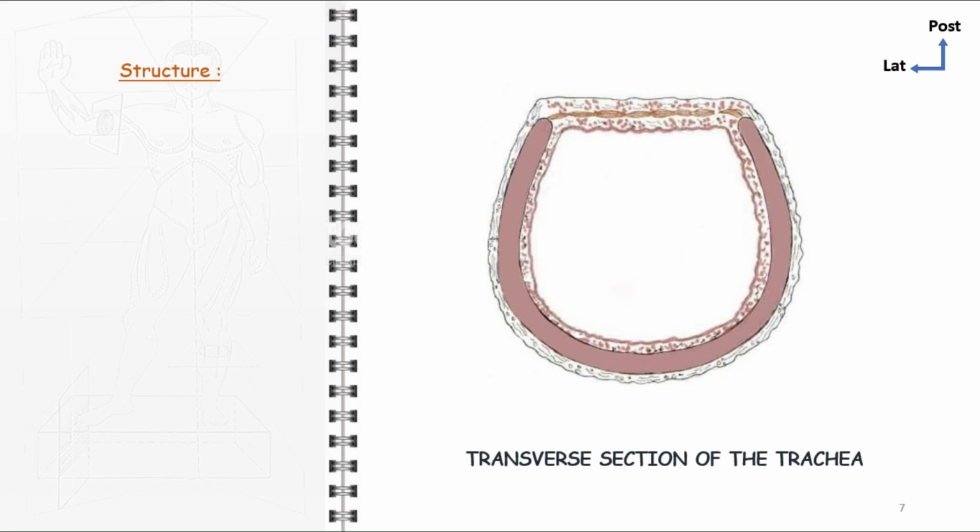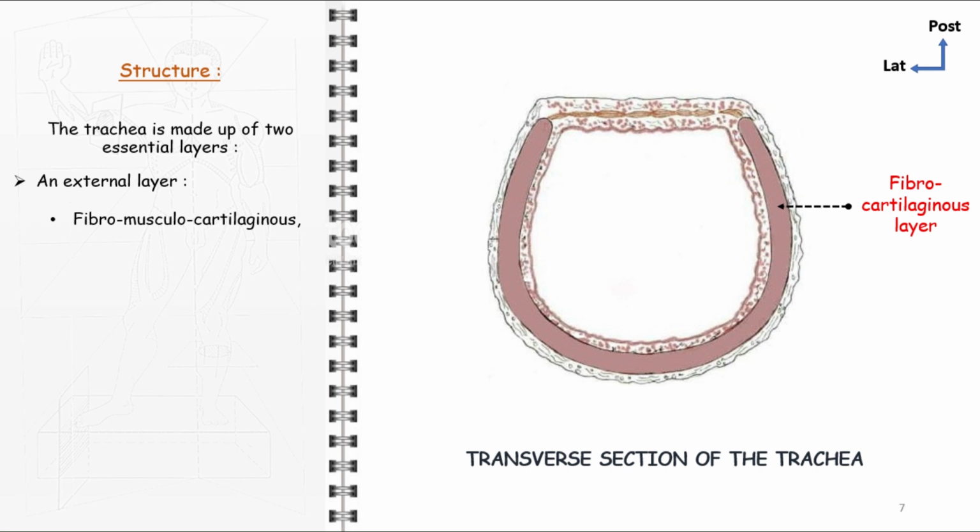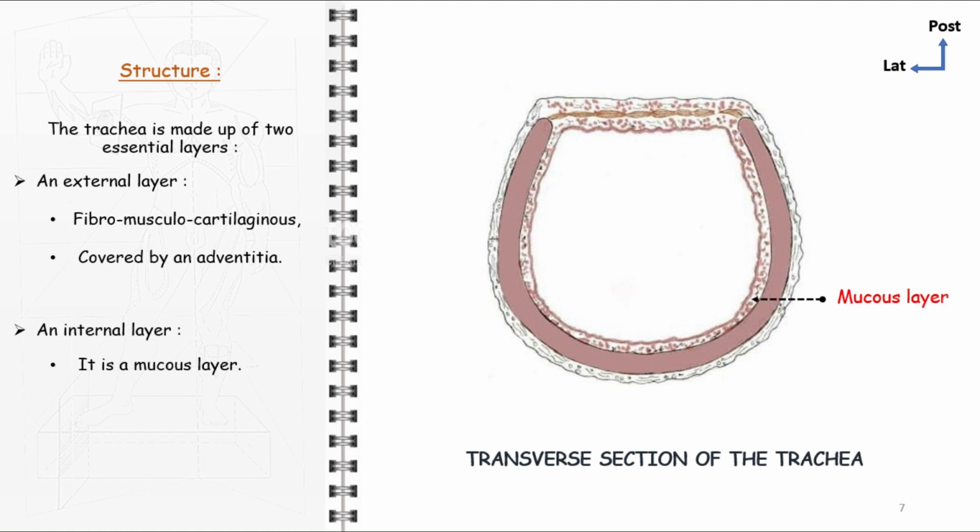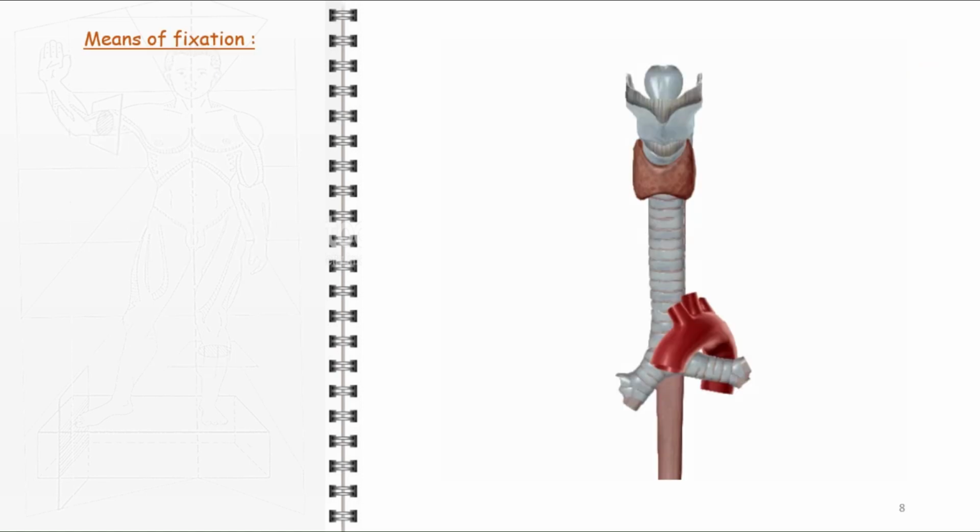When it comes to its structure, the trachea, like the bronchi, is made up of two essential layers. An external layer, that is fibromusculocartilaginous, formed by the stacking of 15 to 20 cartilaginous pieces in the shape of a horseshoe, separated by interannular ligaments and joined at the back by a fibrous lamina. This is the membranous layer. This external layer is covered by an adventitia. And an internal layer, that is a mucosal layer consisting of a chorion that contains mucus glands and a characteristic epithelium.